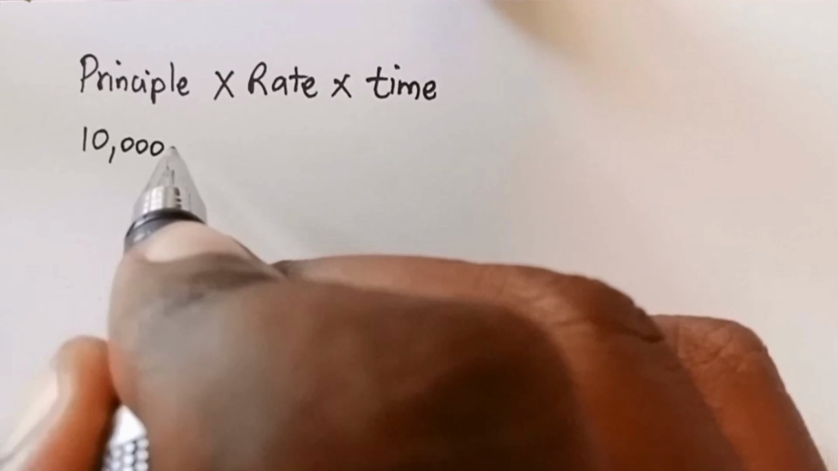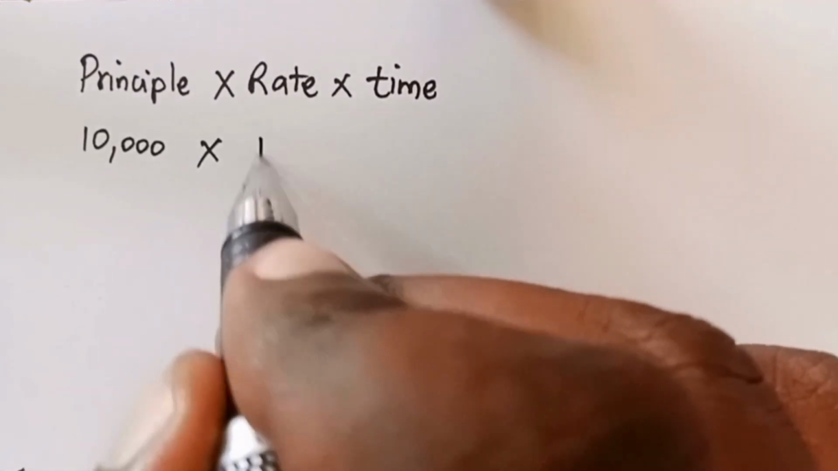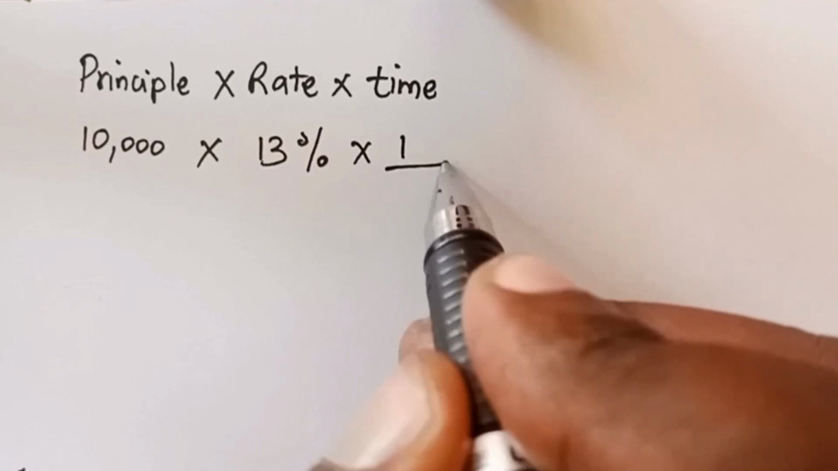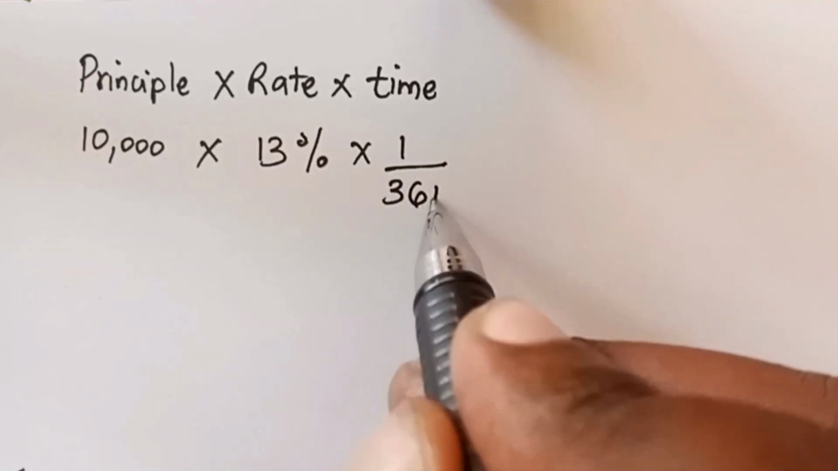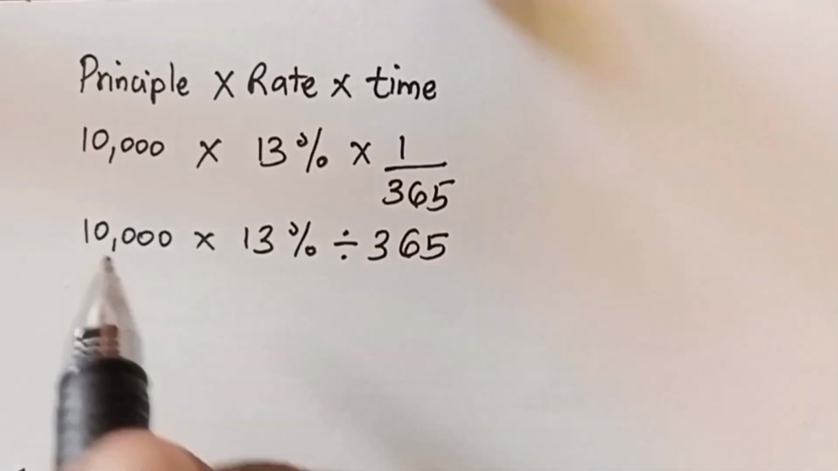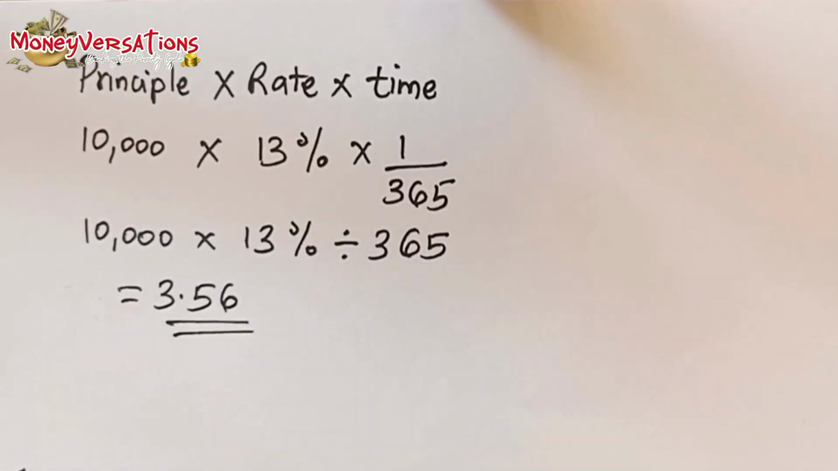And our company X declared 13% daily rate. So we multiply 10,000 times 13%, then divide it by 365 days. Of course, this year has 365 days in total, yes? That brings us to 3.56 shillings interest.